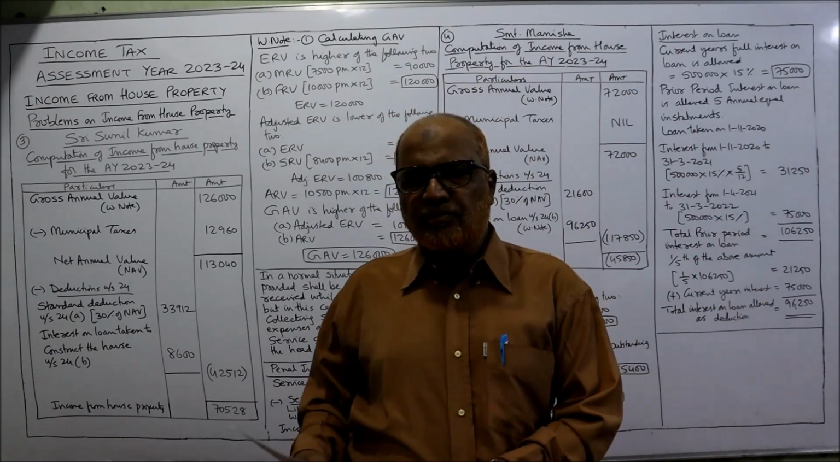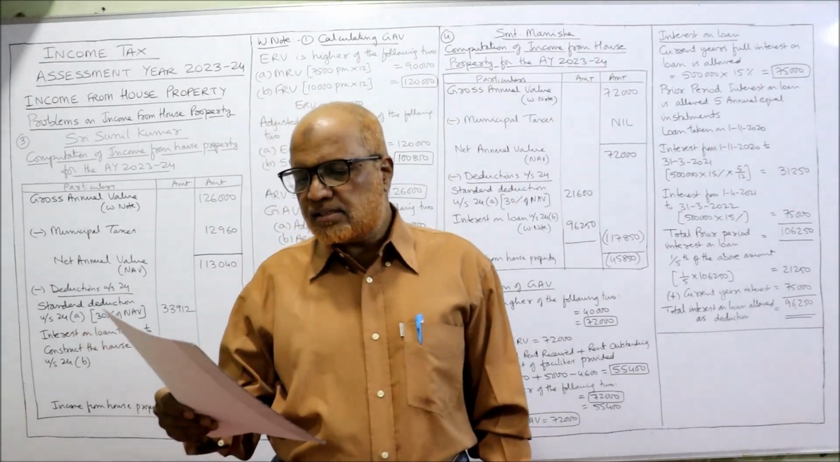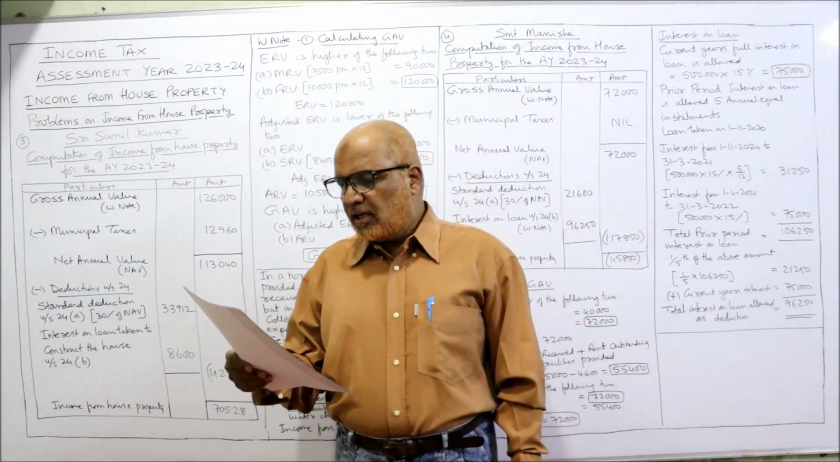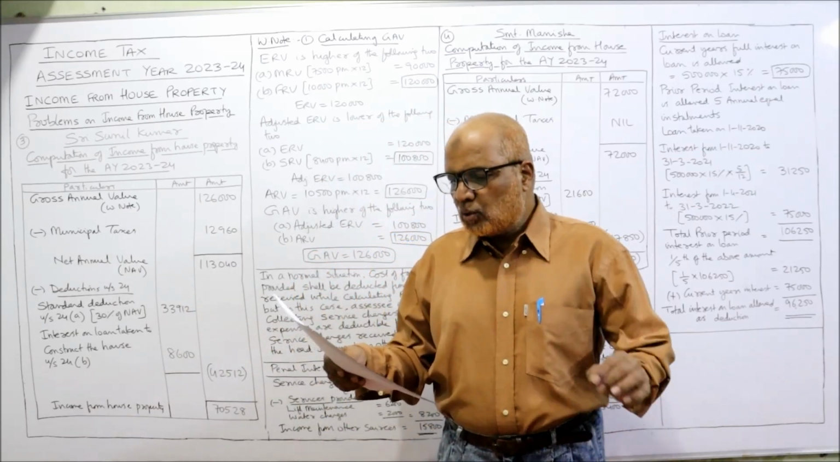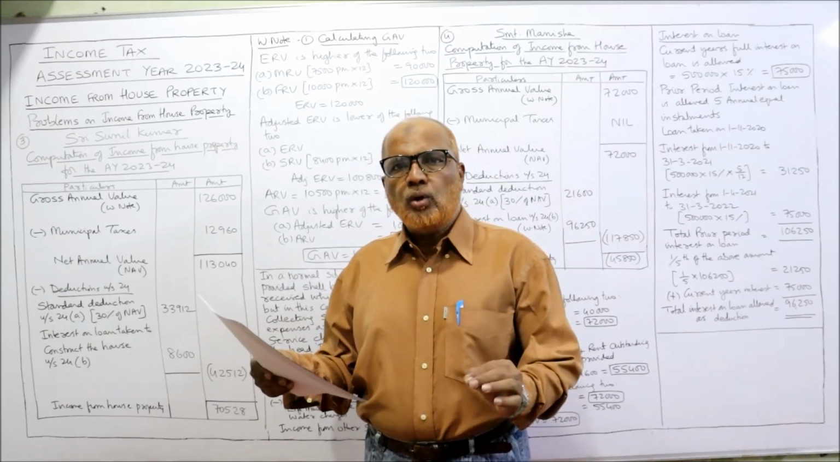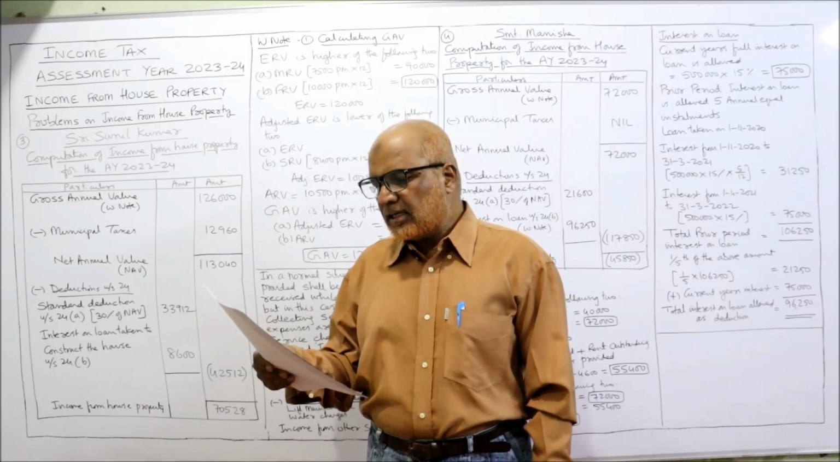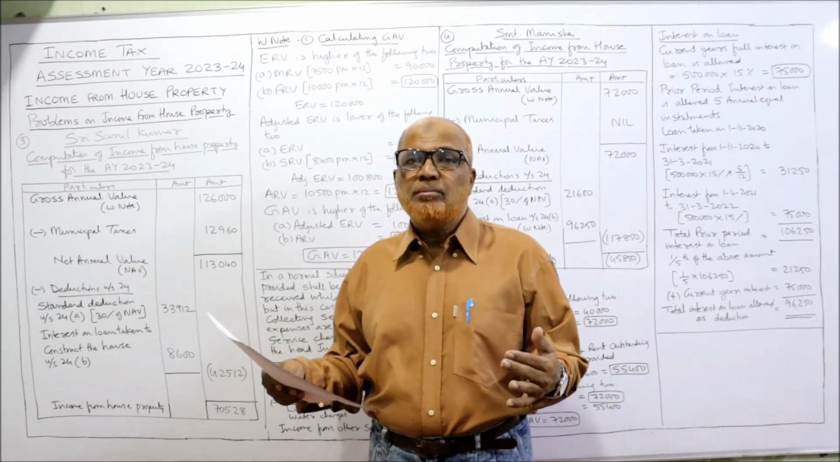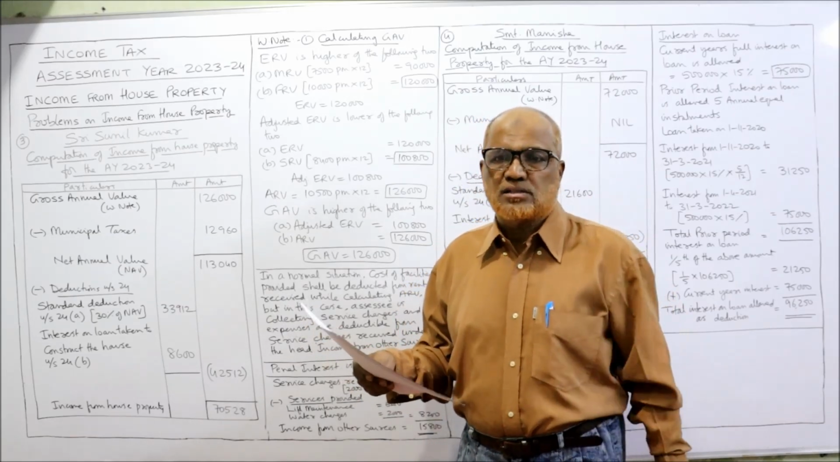Now, see problem number three. Sri Sunil Kumar, a senior citizen, owns a house in Chennai. It has been let out on a monthly rent of 10,500 and 2,000 per month towards service charges. So here the owner has let out his property on rent, the monthly rent being 10,500. But apart from that, the owner is charging 2,000 rupees as service charges.